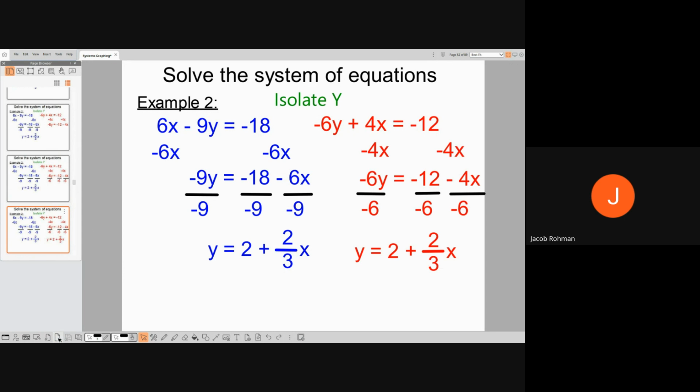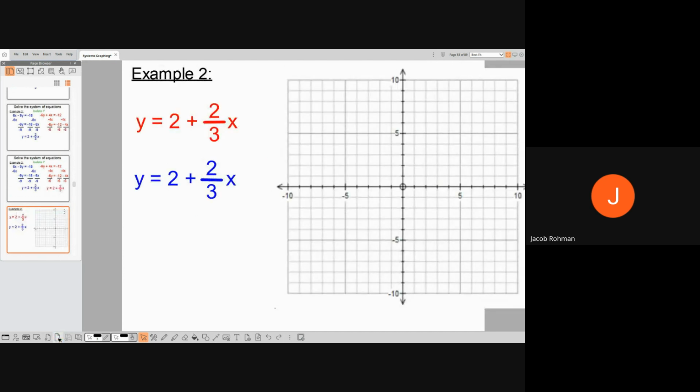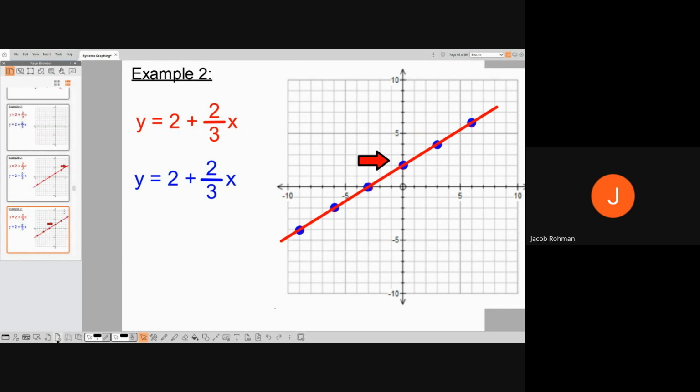Now, just looking at those two equations right now, they're exactly the same. So when we go to graph them, we are going to see that they're going to overlap each other. So the first equation, the red, you have the y-intercept of 2 and the positive 2/3 slope. So that means you go up 2 to the right 3, up 2 to the right 3. And then the second line, the blue line, is just going to be laid right on top of it because it's the exact same equation.